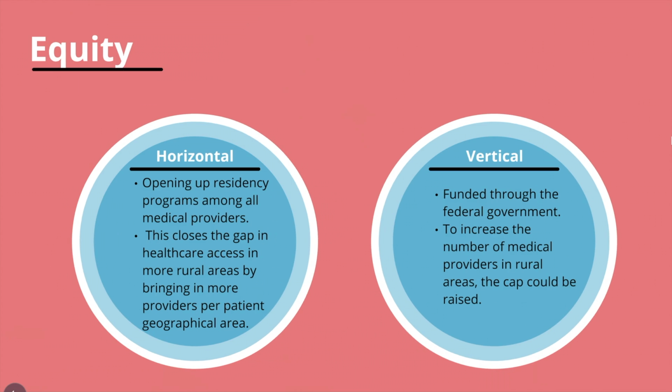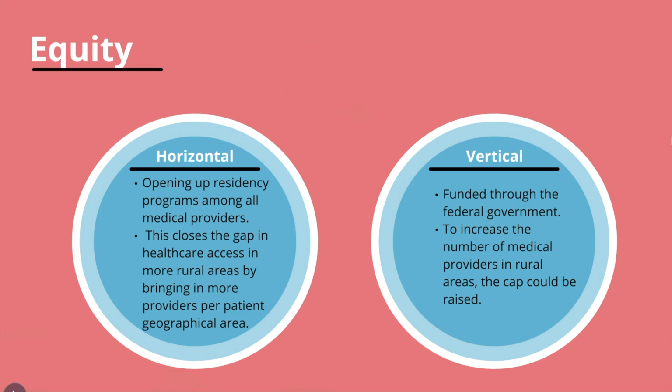In terms of horizontal equity, opening up residency programs among all medical providers, including MD, DO, APRN, and PAs, in these rural locations would increase the amount of practicing providers to treat patients. This closes the gap in healthcare access in more rural areas by bringing in more providers per patient geographical area.